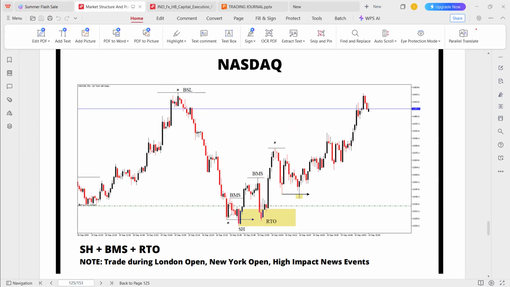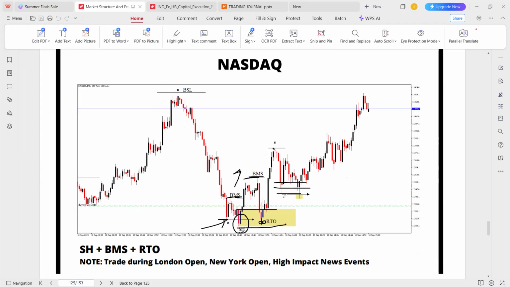So what did the author see here? The author noticed this low. They noticed a liquidity sweep or a stop hunt, break in market structure. We're now looking for buys. Return to an order block, another break of market structure. We're now looking for buys. Might run a fib here.